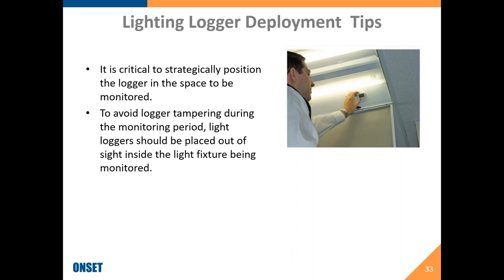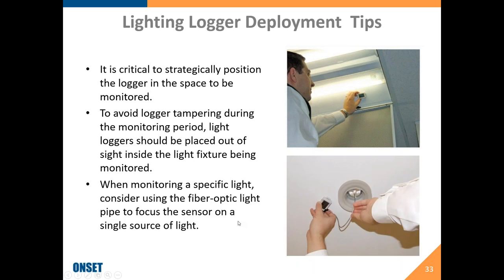So, some notes on deployment of the light loggers. It's really important to deploy the loggers specifically in or around the lights that you're trying to monitor. To avoid tampering with the loggers, we'll often encourage you to put them out of sight, but nearby the lights themselves. In general, though, there's no wrong way to deploy these, but it does make sense in some circumstances to use a specific light pipe, particularly when you're trying to see if a single bulb or a single system is being used the most.